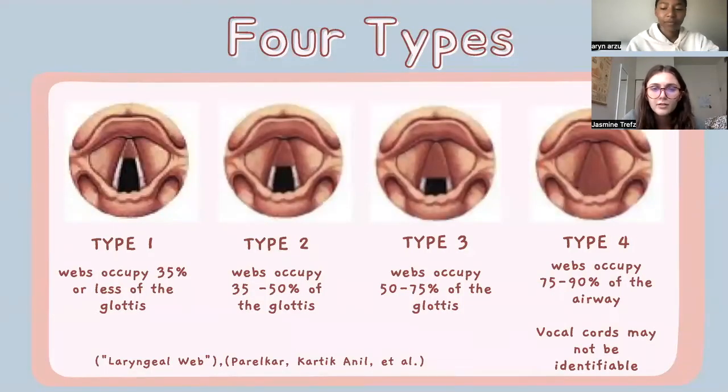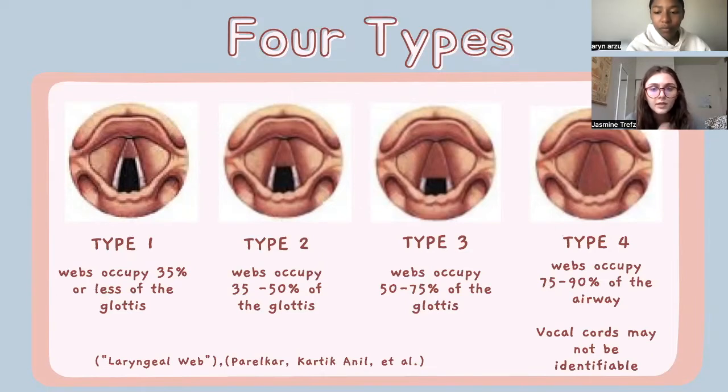All right, so there are 4 different types of anterior laryngeal webs, which develop in the anterior commissure of the glottis. Anterior webs are the most common type, and they comprise more than 95% of the cases of laryngeal webs. And like Erin said, there are posterior glottic webs, but those are extremely rare and only happen with acquired laryngeal webs.